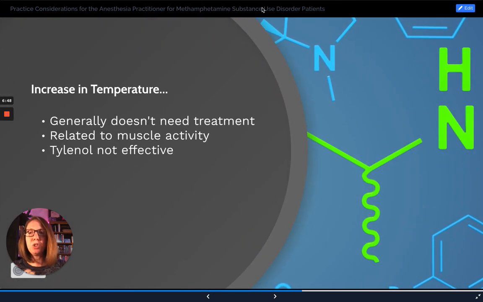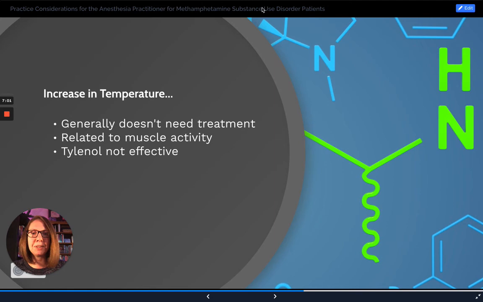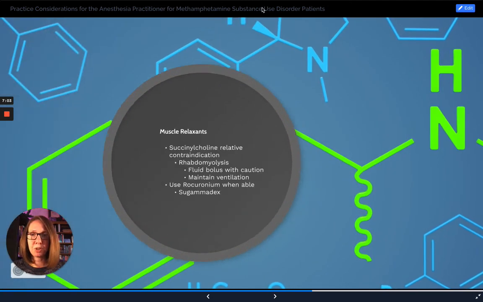Hyperthermia is usually due to muscle activity. This is not anything that has to do with your brain. So you can give Tylenol, but Tylenol isn't going to really be effective. The thing that you're going to want to do, same thing as always, give benzodiazepines. And muscle relaxants.